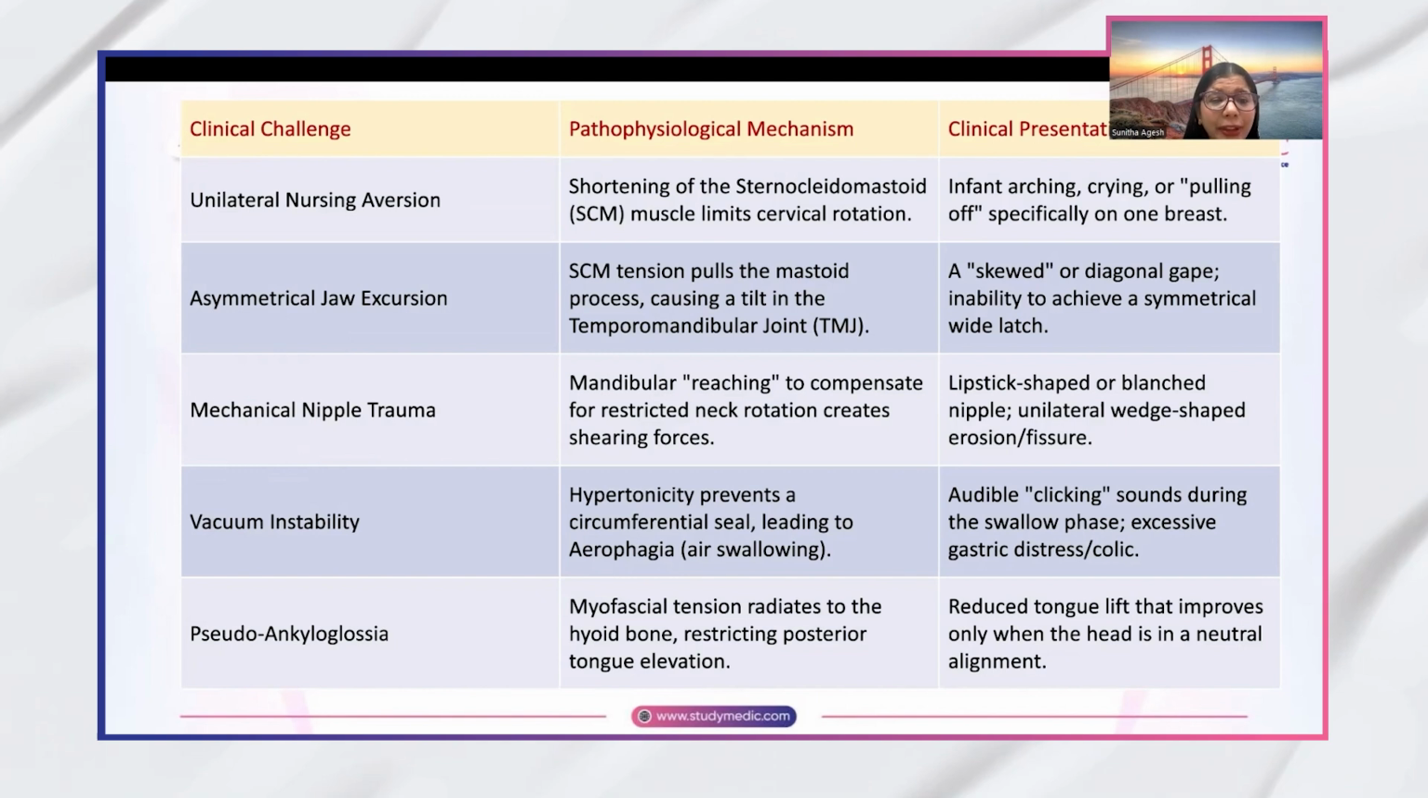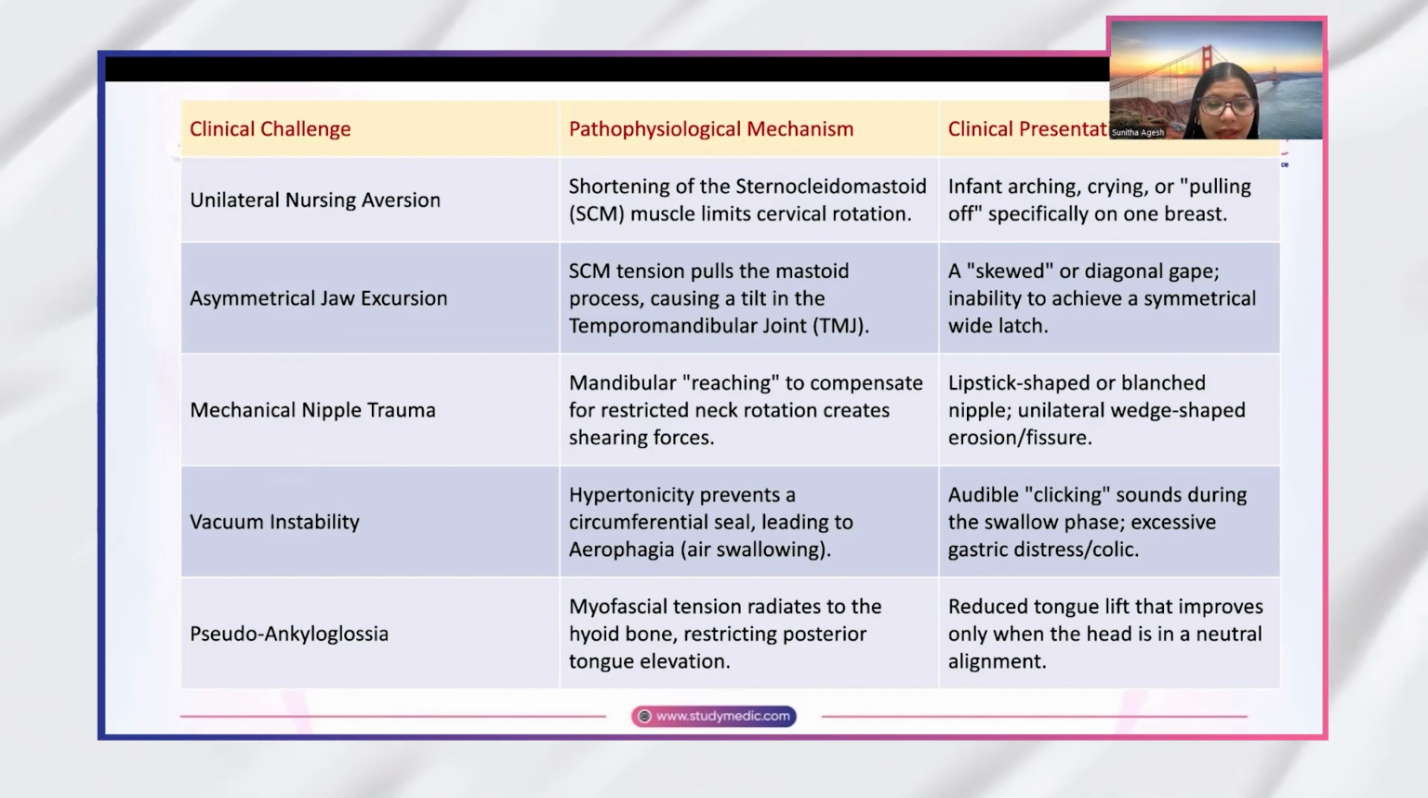Next one is mechanical nipple trauma. Because the mandible reaches to compensate for restricted neck rotation, it creates shearing forces. So the extension will be restricted. The baby will not get that wide a latch. So unilateral wedge-shaped erosion and fissure may develop, because we can assess the nipple after feeding. We can notice a lipstick-shaped or compressed nipple.